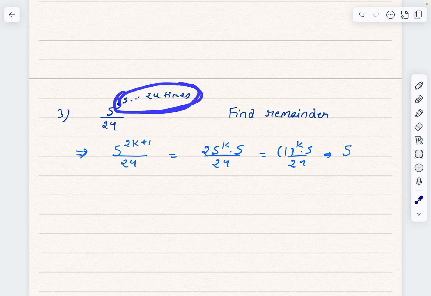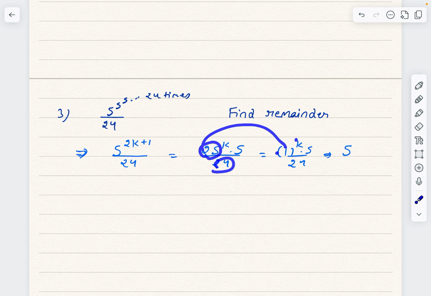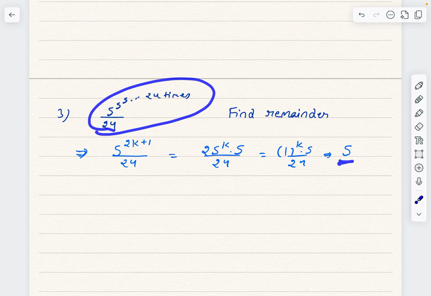So this term will just be an odd number. So 5 power 2k plus 1, which you can write as 25 power k into 5 by 24. Now remainder of 25 with 24 is 1. So 1 power k into 5 by 24. So finally the answer will just be 5. So it might look like a typical problem, but it's eventually very easy.